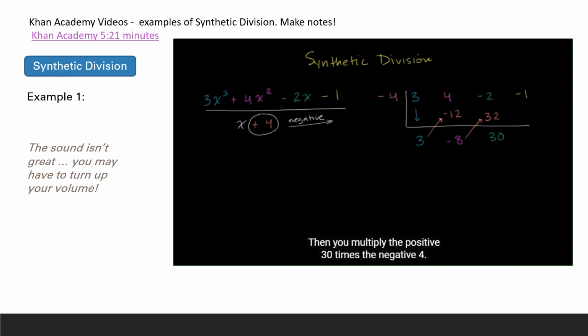Then you multiply the positive 30 times the negative 4. And that gives you negative 120. And then you add the negative 1 plus the negative 120. And you end up with a negative 121.